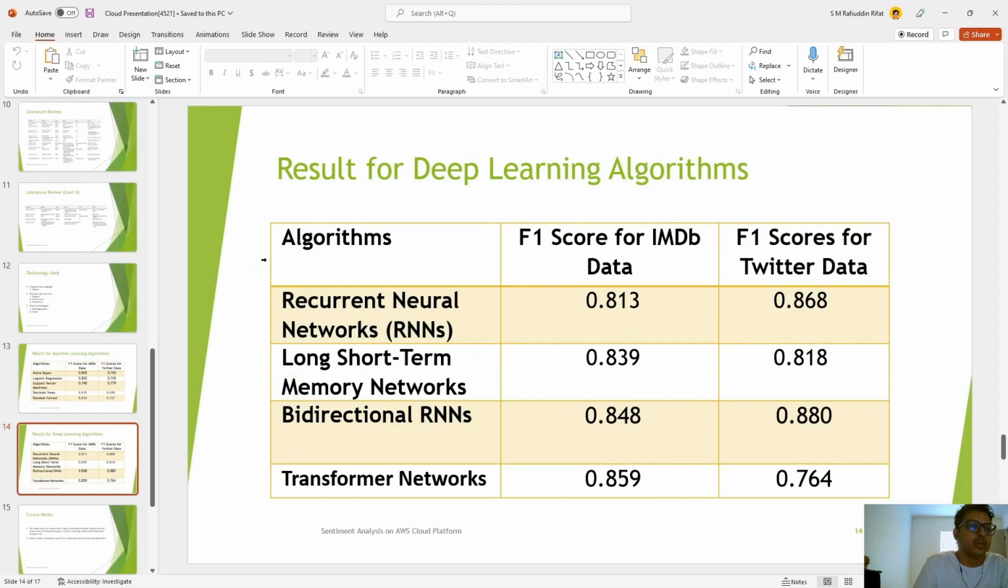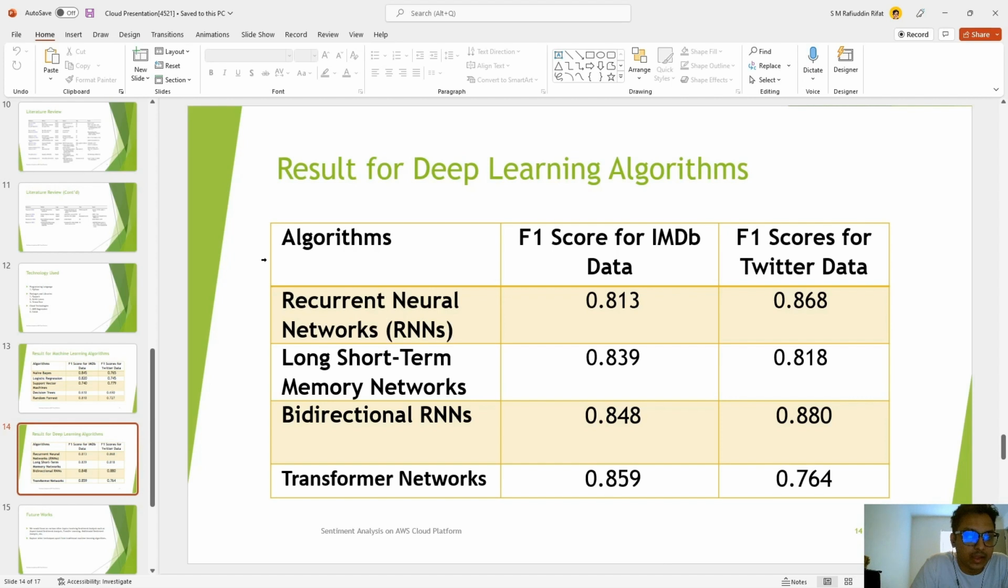And for deep learning models, we have used 4 different deep learning neural networks. One is RNN, and LSTM network, bidirectional recurrent neural network, and the last one is the transformer network. The first 2 of these networks were deployed by my project mate Image Patari, and the rest of these 2, bidirectional RNN and transformer networks, were deployed by me.